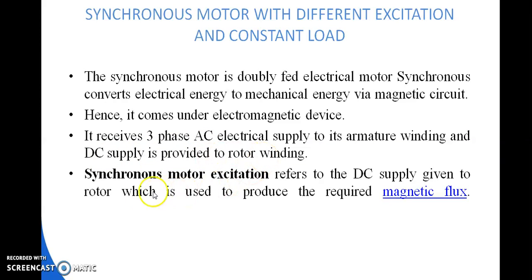electrical motor. So, synchronous motor excitation refers to the DC supply which is given to the rotor, which is used to produce the required magnetic flux. The DC input supply given to the rotor is nothing but the synchronous motor excitation. And this DC supply, or excitation, is responsible for production of the required magnetic flux.